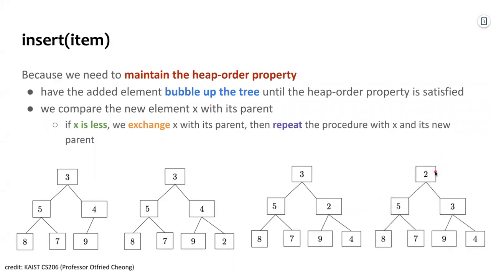So this is how we are going to maintain the heap order property when we insert a new item. Before we add this new node 2, the heap order property was satisfied throughout all the nodes. And if we just make sure that the new item keeps the heap order property, then all the other nodes will follow the heap order property. So we don't have to worry about other nodes. We only need to care about this new node.